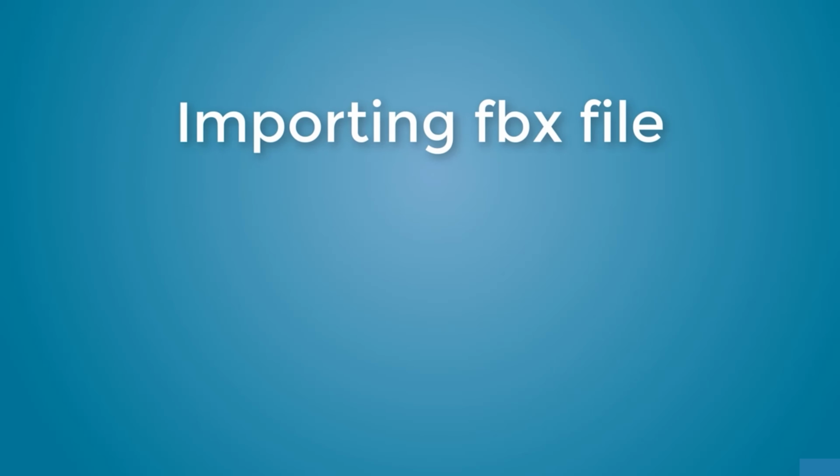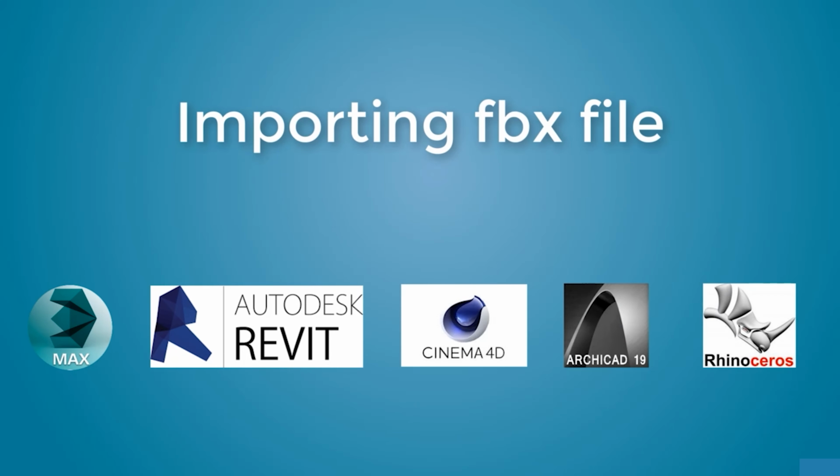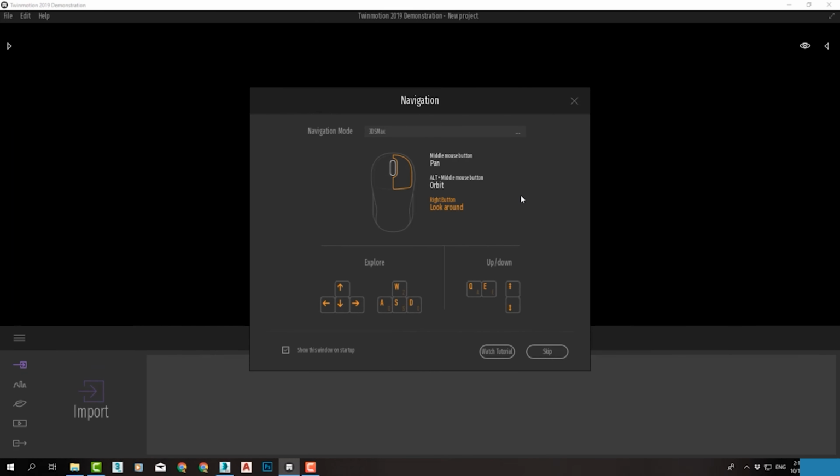Importing FBX file. In this lesson, we will learn how to import our FBX files that we exported earlier from our 3D software. In our case, 3ds Max, but all other 3D softwares, whether it is Revit, Cinema 4D, ArchiCAD, or Rhino, has an option to export FBX files. FBX format is like the universal format for all the 3D software. Let's open Twinmotion and start our project.